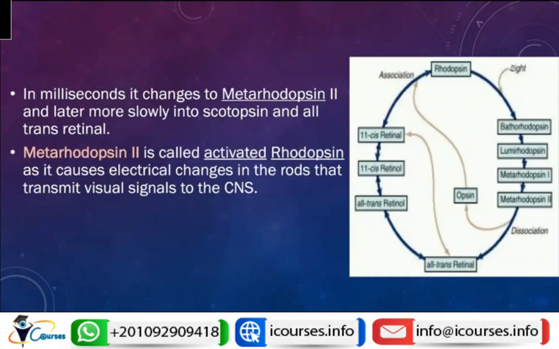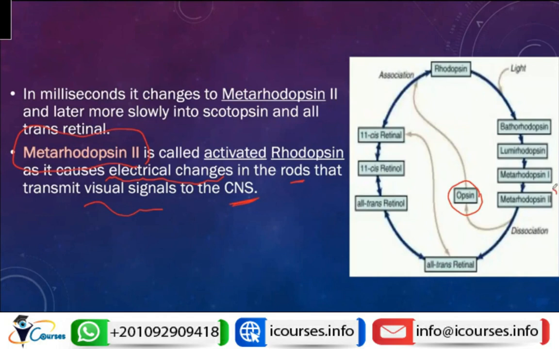So again, the rhodopsin under the exposure of light will decompose so that the opsin molecule will leave the vitamin A, or the rhodopsin will change to the bathrhodopsin, then the lumirhodopsin, then the metarhodopsin 1, then the metarhodopsin 2, and the metarhodopsin 2 is called the activated rhodopsin. And this is the molecule which will induce or stimulate the electrical changes in the rods that will be transmitted to the bipolar cells and to the ganglion cells, and will be transmitted as a visual signal to the CNS.